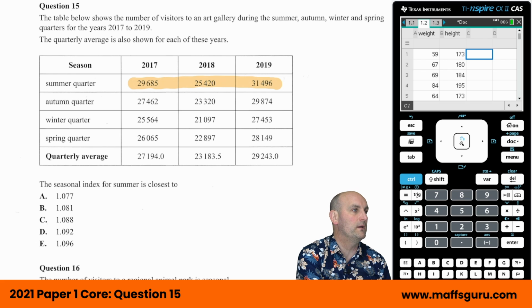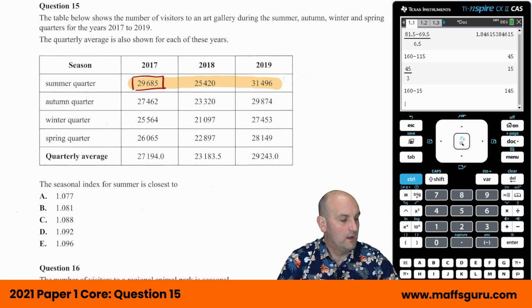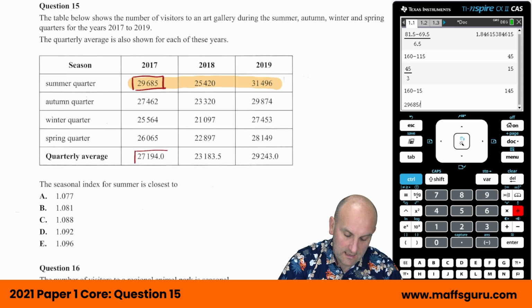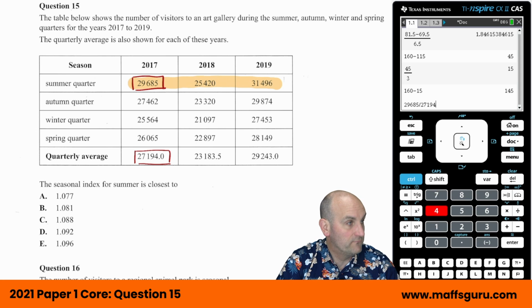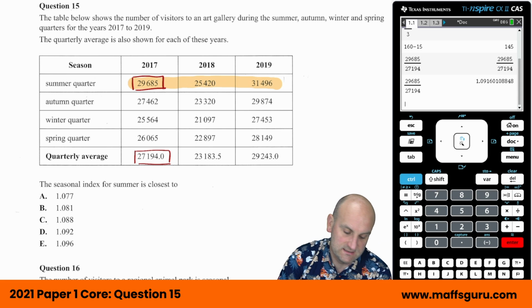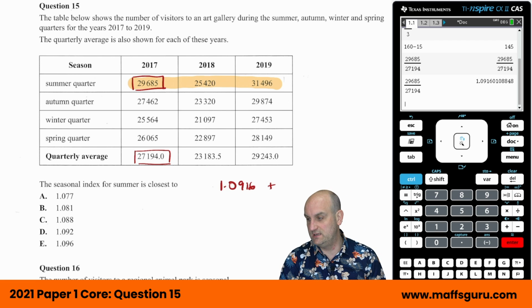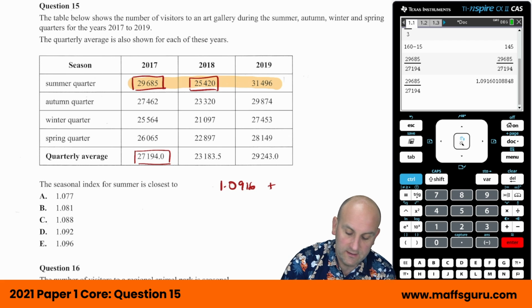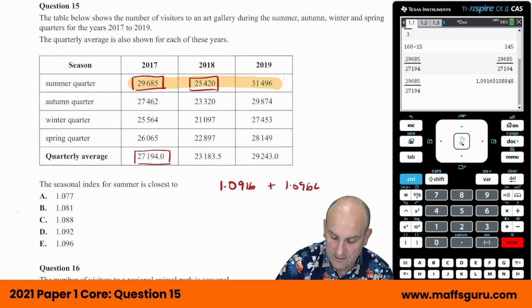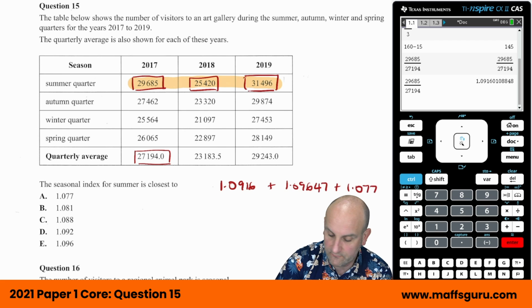Okay, so what I'm going to do is go back to my screen here and just show you how to do the first one. If I wanted to find that seasonal index, I would do 29685, and I would divide that by my quarterly average of 27194. Hit enter. And once again, my CAS is in the wrong mode, and that gives me 1.0916. I continued doing them for each of them. The 2018 gave me 1.09647, and again, for summer of 2019, it gave me 1.07704.